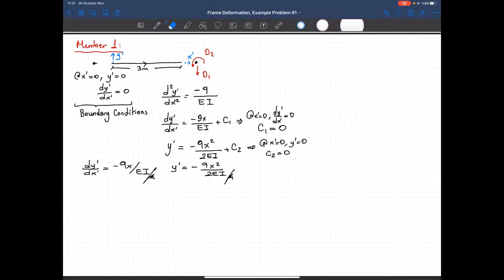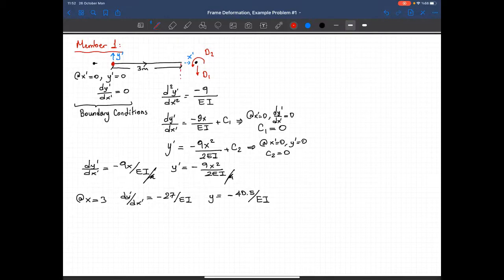So at x is equal to 3, dy over dx is equal to minus 27 over EI, and y is equal to minus 40.5 divided by EI. Let me draw the deformed shape on this member. So we are saying that this point cannot move. The end node should move in the minus y direction. And we are here.